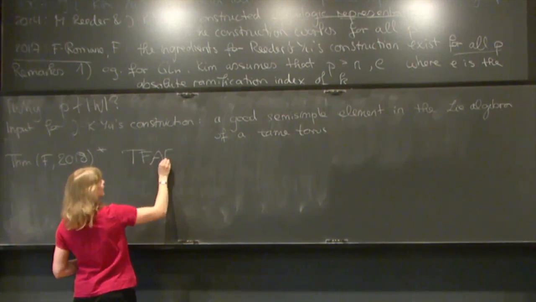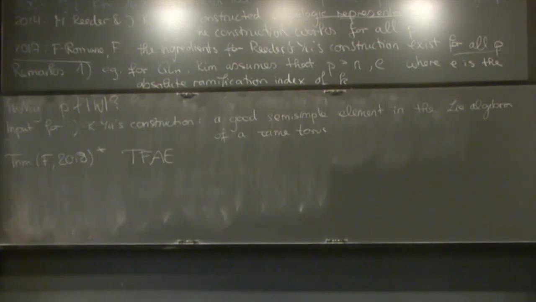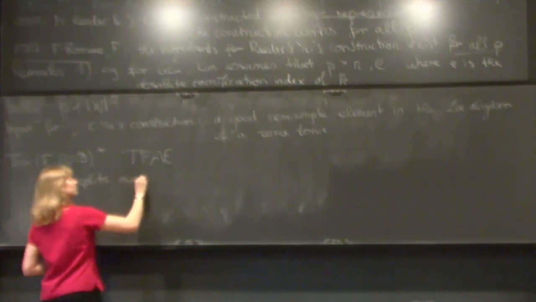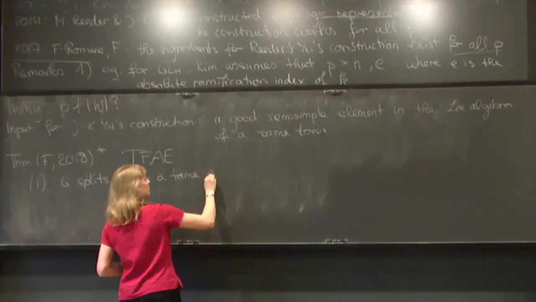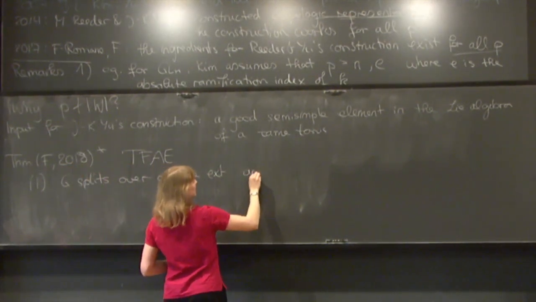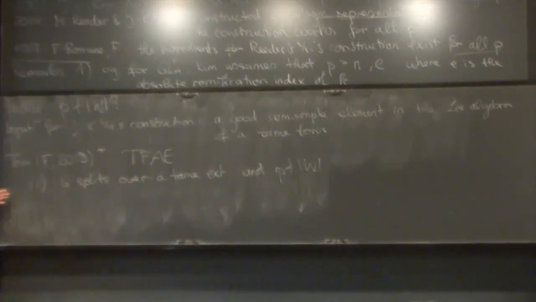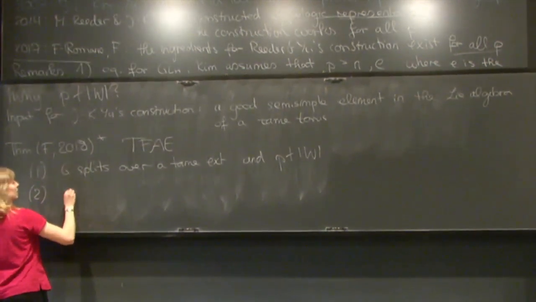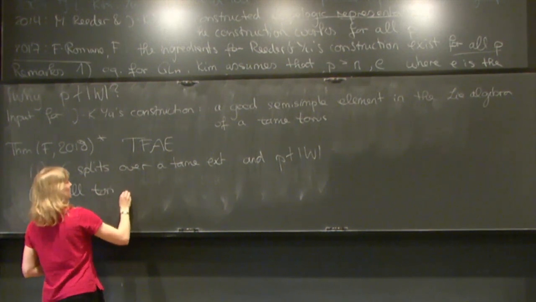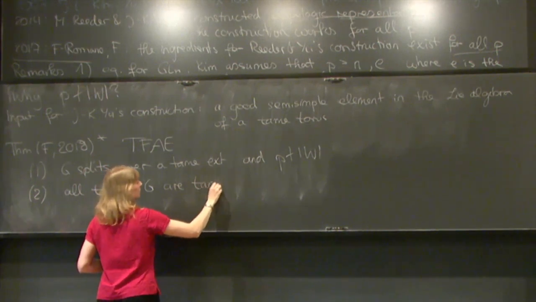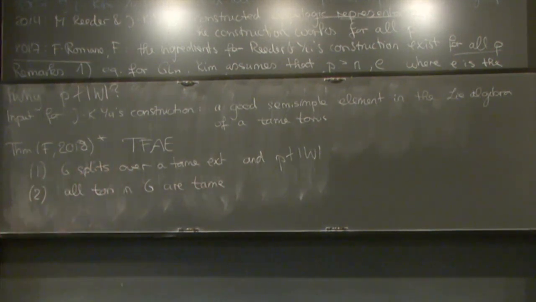So I claim the following are equivalent. First, G splits over a tame extension and P does not divide the order of the Y group. So this is precisely what I assume in my expected theory. And the second is that all tori of G are tame, so all tori split over a tamely ramified extension.